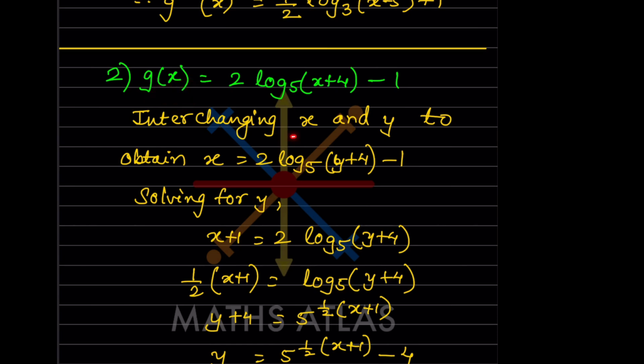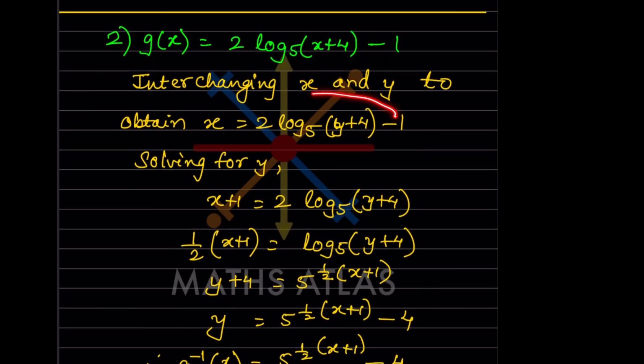We are going to interchange x and y to obtain x is equal to... this y will be x, and this x will be y. Rest all is the same. This is what is written here. Then you are going to solve for y.